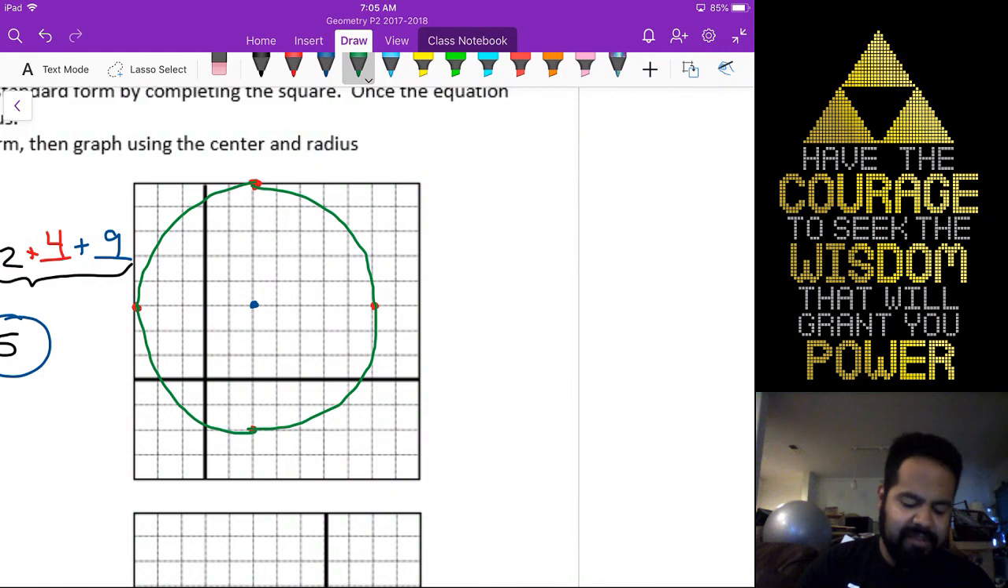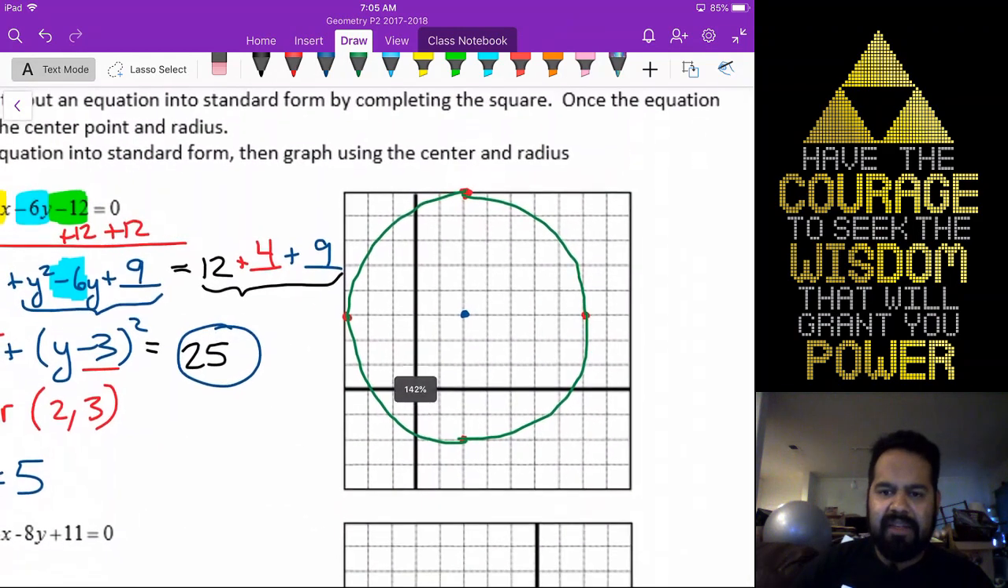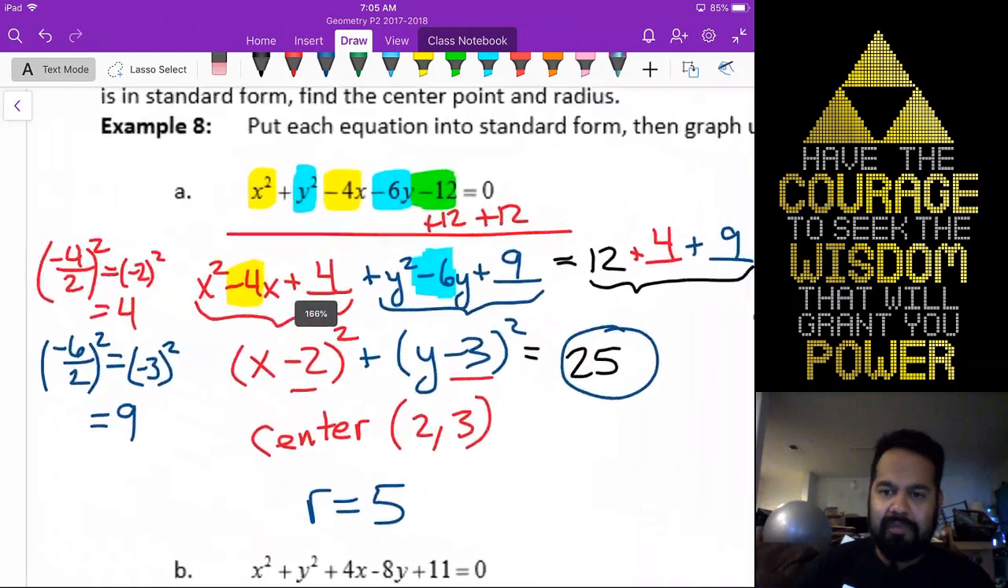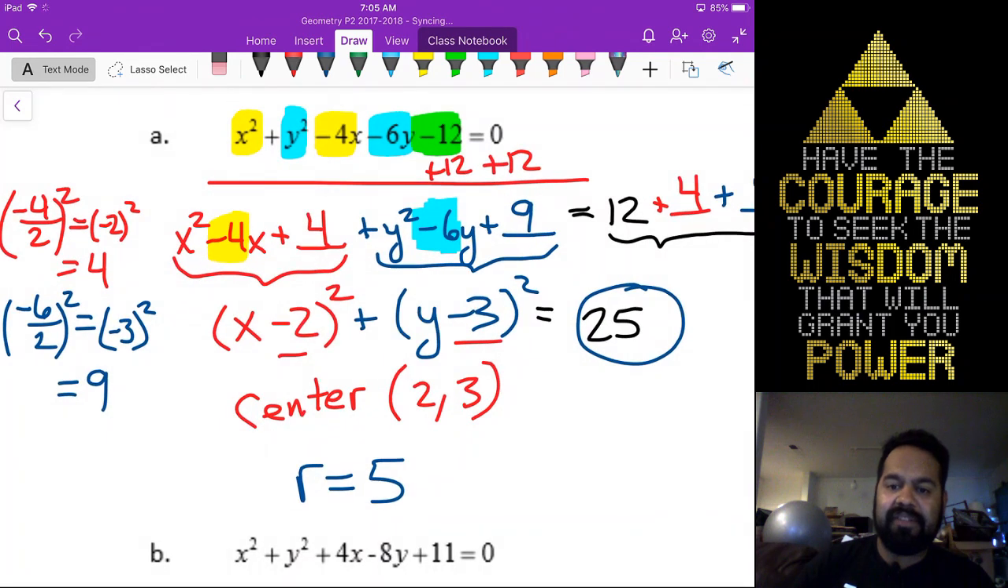And there we have it. There's our circle. Not the best circle, but it is a circle. Centered at 2, 3, radius of 5. Now, I'm almost certain that probably about half of you, if not more, are still going to be lost after this, so just follow along with me on the next example.